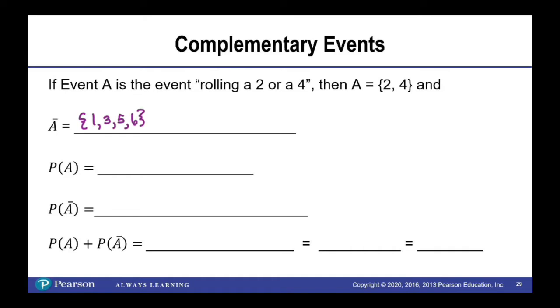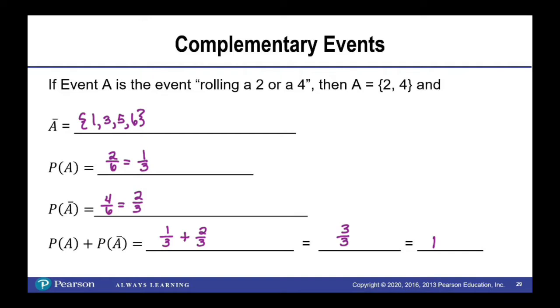Not A, or the complement of A, would be 1, 3, 5, 6. The probability of A: there are 2 numbers in A out of 6 total numbers, which simplifies to 1/3. The probability of the complement of A: there are 4 numbers in the complement divided by 6 numbers total in the sample space. 4 out of 6 simplifies to 2/3. When I add these two probabilities together, 1/3 plus 2/3 is 3/3, which gives me 1.